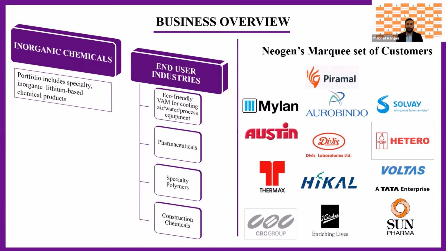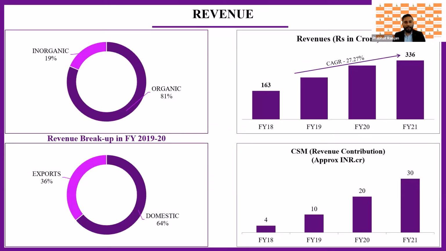So if you can just move to the next. Yeah, that's a brief breakup of the business, right? The inorganic is 19% and organic is 80%, 81%. Export is 36% and domestic is 64%. If you look at the last 4 years revenue CAGR, it stands at roughly 27%. The revenue has improved at a CAGR of 27% from 163 CR to 336 CR, right?